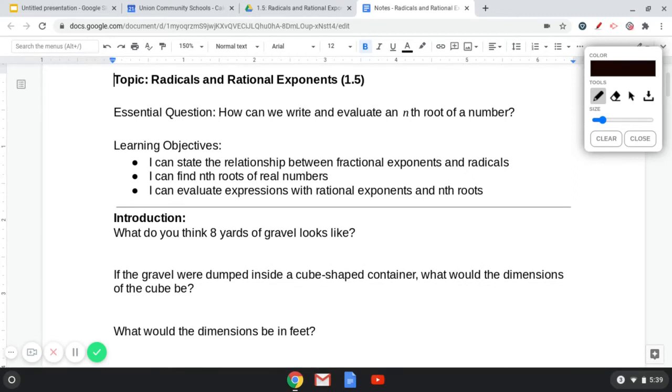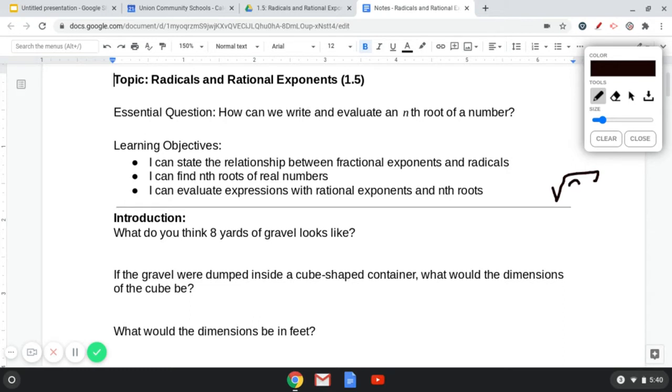All right, hello. The topic for this section is radicals and rational exponents. So our essential question is, how can we write and evaluate an nth root of a number? You have some knowledge with this already. For example, you know what a square root is. This is an nth root where n is 2.